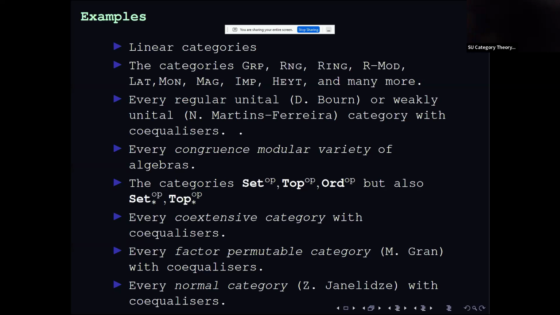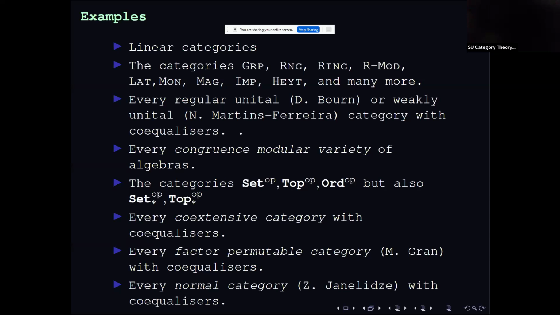Some categorical examples. The weakest categorical example which I found is the notion of a weakly uniform category. So there is a notion of uniform category due to Dominique Bourn. And every regular uniform category, or even a weakly uniform category, has finite products commuting with coequalizers. An example of a uniform category is just the category of monoids, for example.